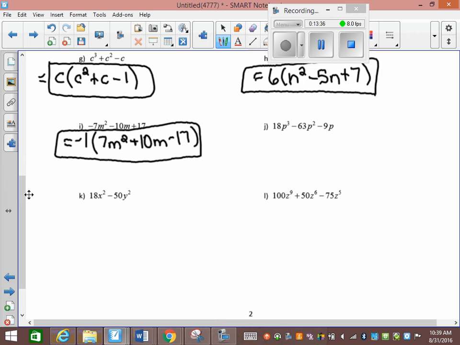18p cubed minus 63p squared minus 9p. Again, you need the light bulb. You can take out a 9 and a what?